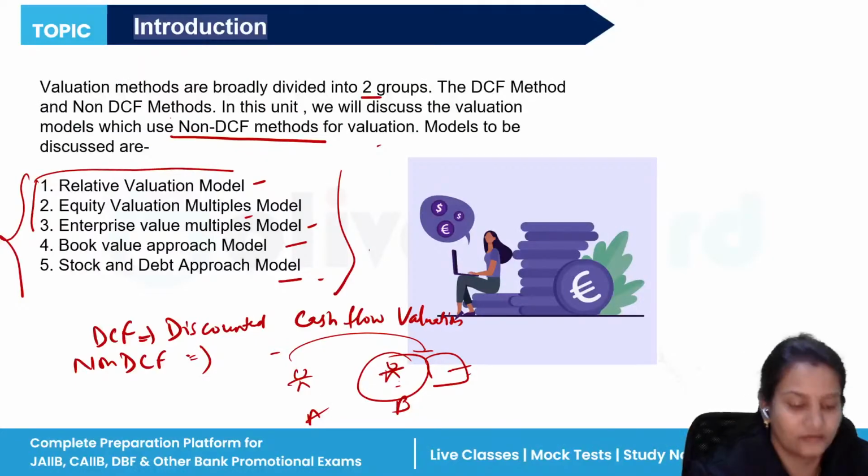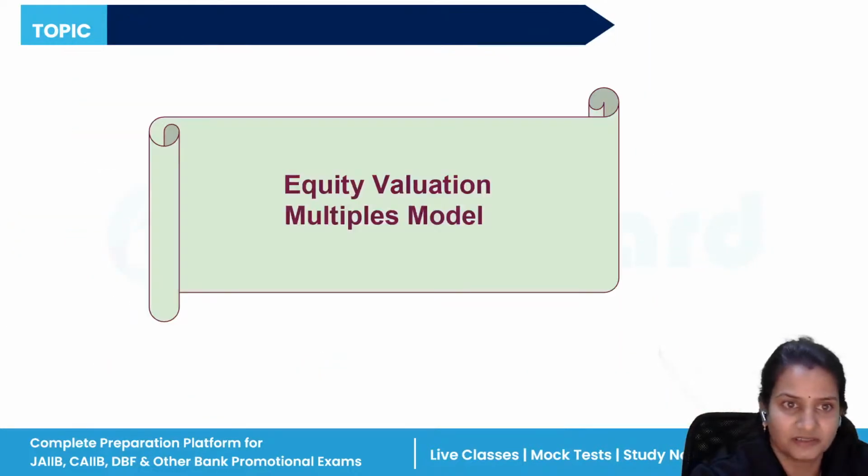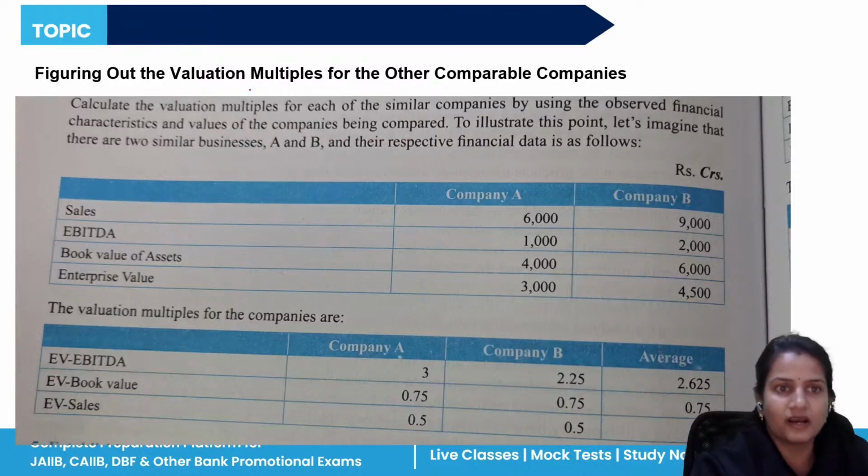So we have done what? We have done the first model, that is relative valuation model. Now, next is equity valuation multiples model. So here we are using the multiples of different elements. Now, figuring out the valuation multiples for other comparable companies.